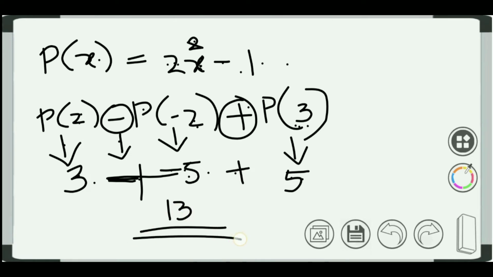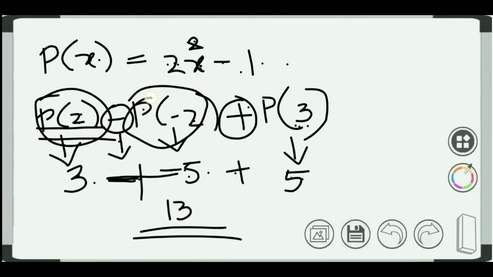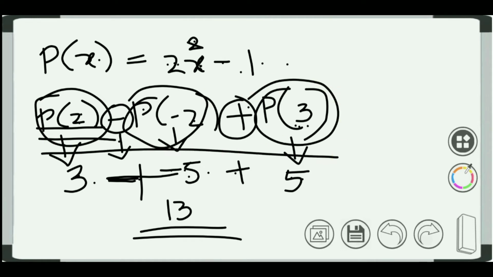This is the answer. Don't just leave the question by just putting the values. You need to complete the question by solving it. Okay. Now we will see the remainder theorem.